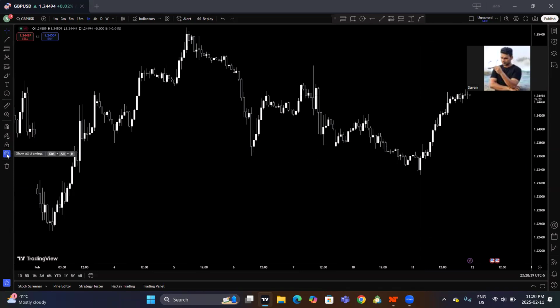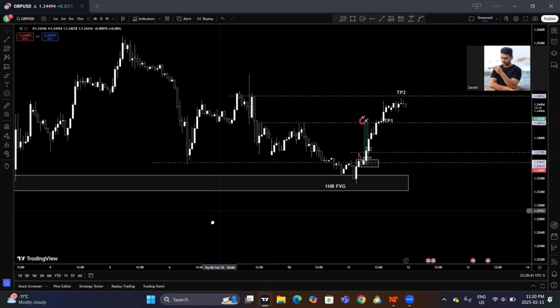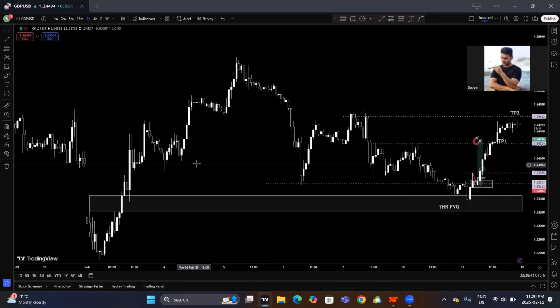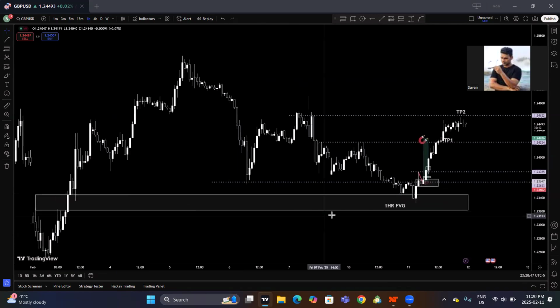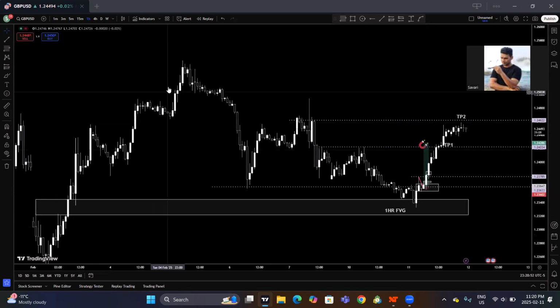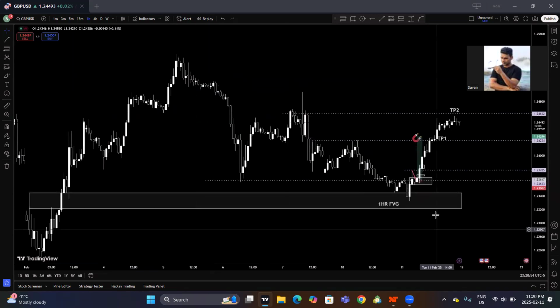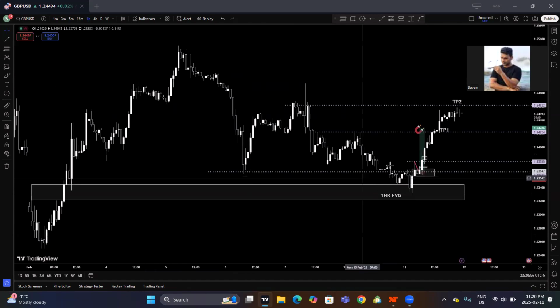I'm not gonna plot everything. So this is the setup that I have for today's session. This is the 1 hour fair value gap, and for the whole swing, this is not my equilibrium level. This is kind of my discount area.